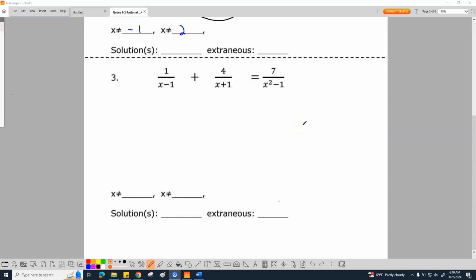All right, y'all, I'm just going to go up to problem 3 today. I think everything we've done so far with Thursday and Friday, we don't need much more than this. The first thing I'm going to do on this problem is look at my denominators and determine what my solution can't be.